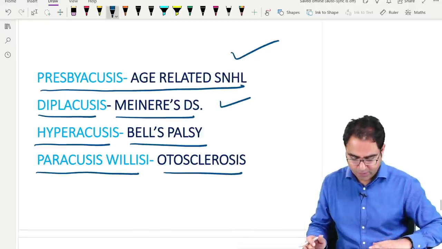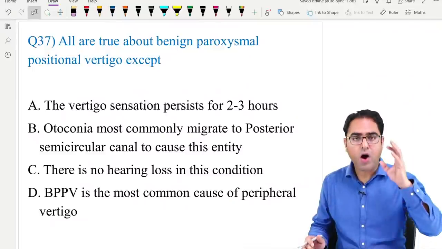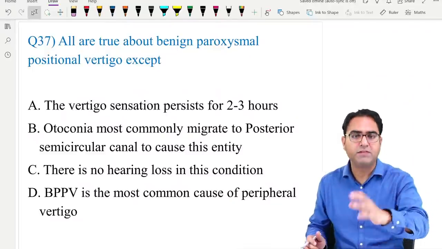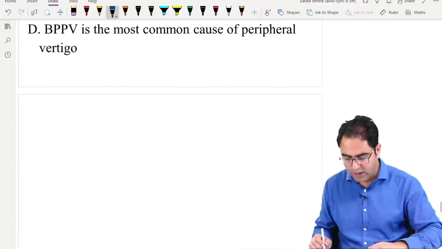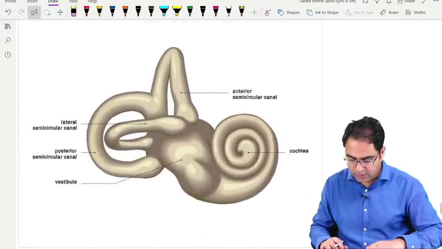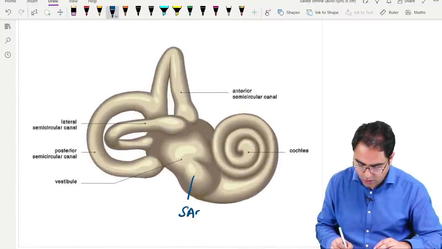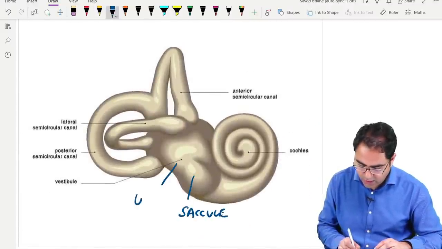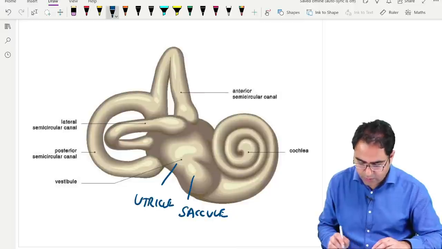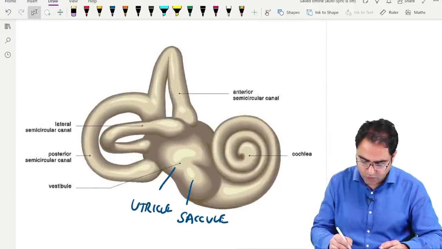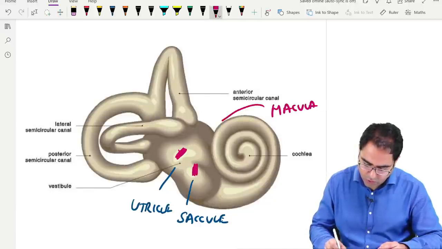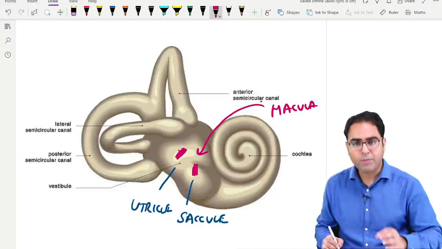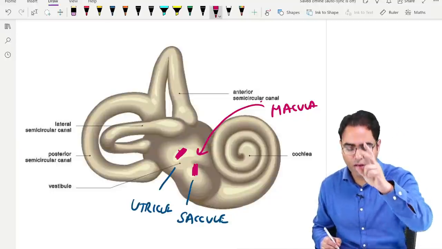Okay, fine. Now, next is all are true about BPPV except. BPPV, benign paroxysmal positional vertigo. Look at screen, what is happening in BPPV, first of all. This is your saccule. This is your utricle. Both are meant for linear balance. Now, there is one macula here. Macula is the sensory end organ of utricle and saccule. Both of them got macula. One macula in utricle, one macula in saccule.